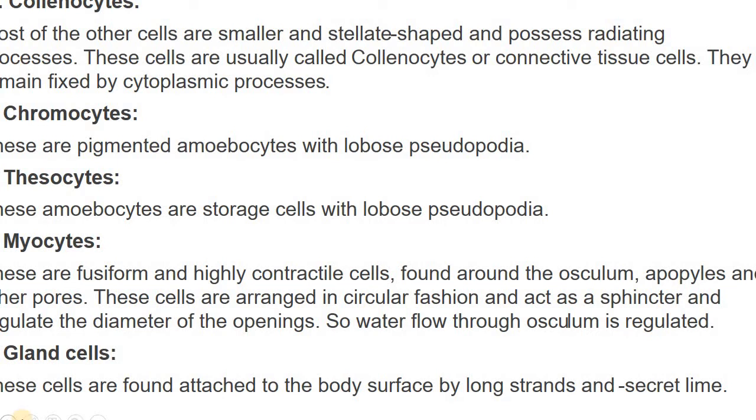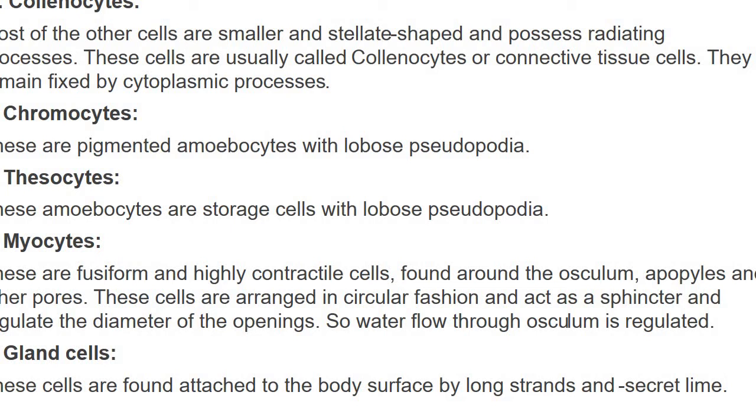Collencytes. See, collencytes, most of the other cells are smaller and stellate shaped and possess radiating processes. So these are called collencytes or connective tissue cells. They remain fixed by the cytoplasmic processes. So they help in giving the definite shape to the sycon.